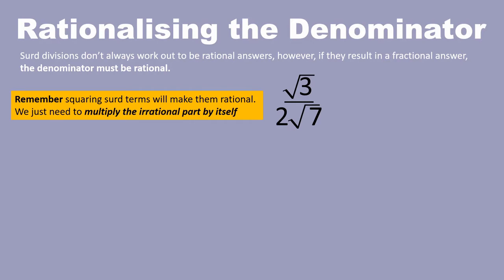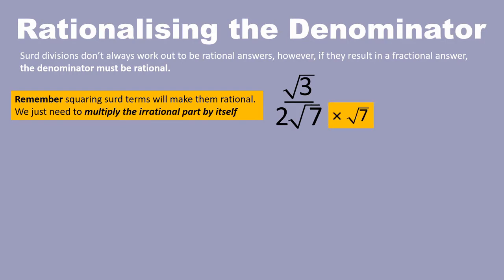If we square a surd term, that will make it rational. Because if we squared the square root of 7, those are inverse operations. They will cancel each other out, leaving us just with 7. So we don't need to worry about the 2, but let's multiply the denominator of this fraction by root 7.